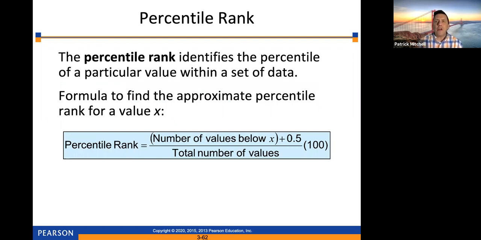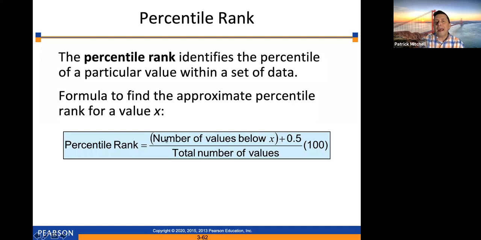Okay. All right, so this is sort of the reverse of what I just described. The percentile rank identifies the percentile of a particular value within a set of data. So let's say that I gave a class an exam, and I wanted to know what is the percentile of a score of 70 on the exam. So I would hope that that percentile rank is pretty low, meaning that not too many students scored lower than that. That would be my hope. So the way that you find that is by using this formula.